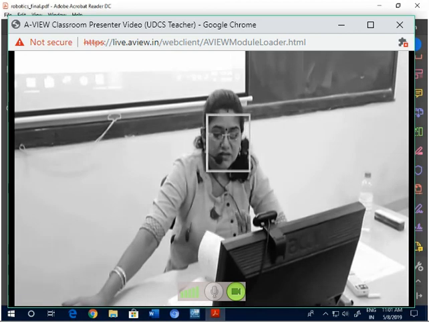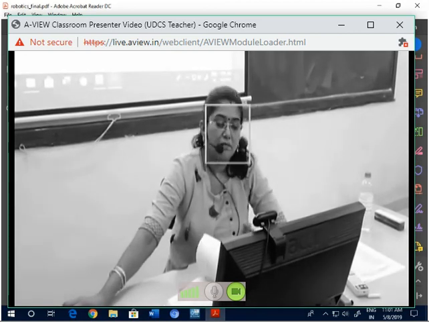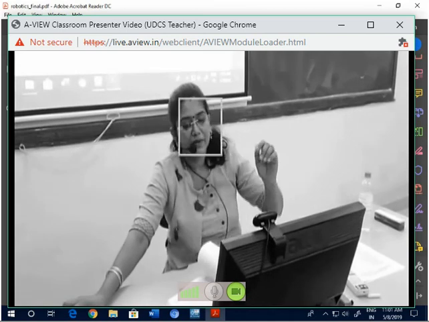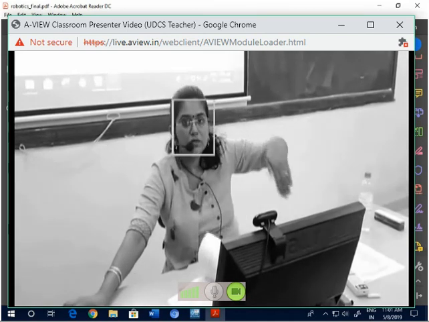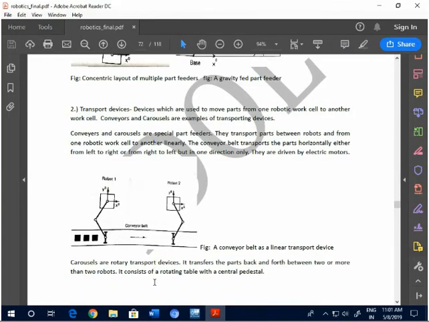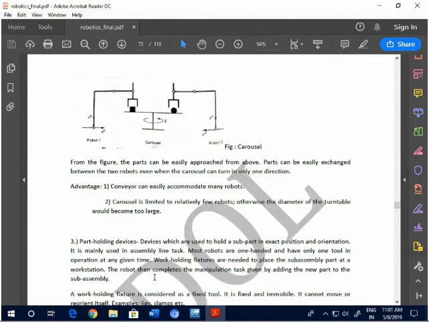It transfers parts back and forth between two robots. It consists of a rotary table with a center pedestal. See, like this. So this is a form.